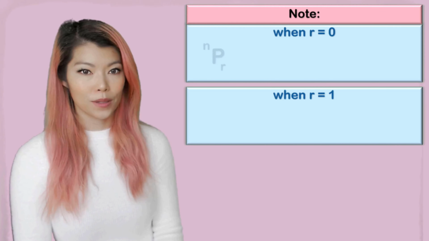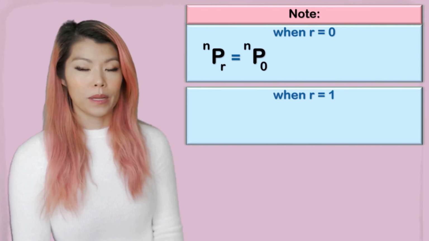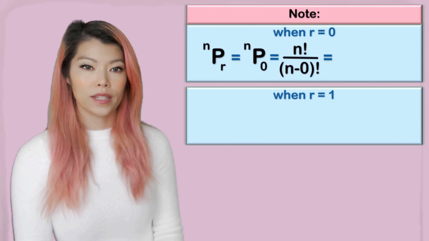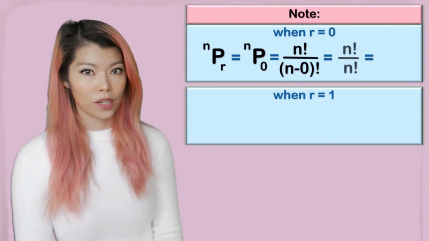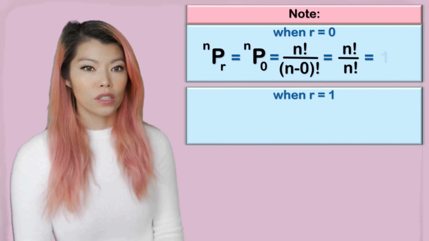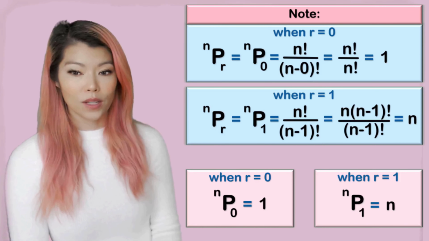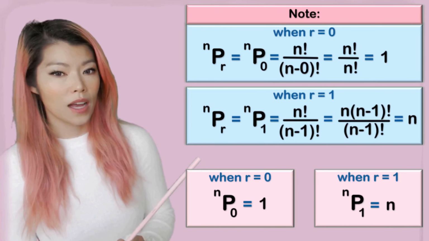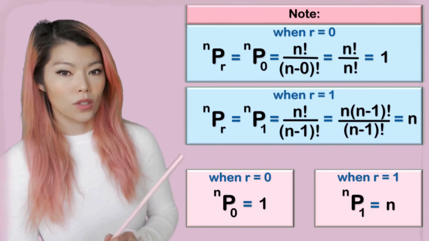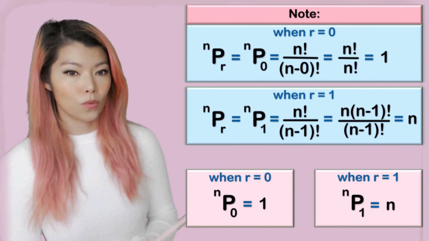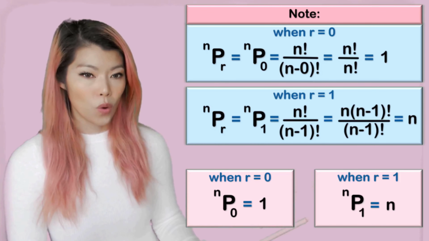So when we have r equals 0, we have nPr to be nP0, or in other words, n factorial over n minus 0 factorial, which gives us n factorial over n factorial, which is 1. When we have r equals 1, we have nP1, which gives us n factorial over n minus 1 factorial, and that simplifies to be n. So the two things I'd like you to remember for this video is when r is 0, so nP0, anything P0 will always be 1, and nP1 will always be n.